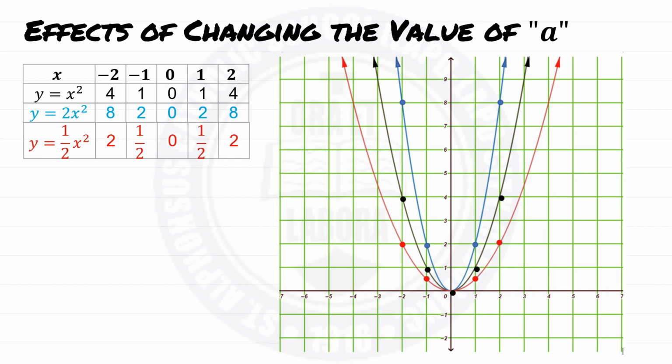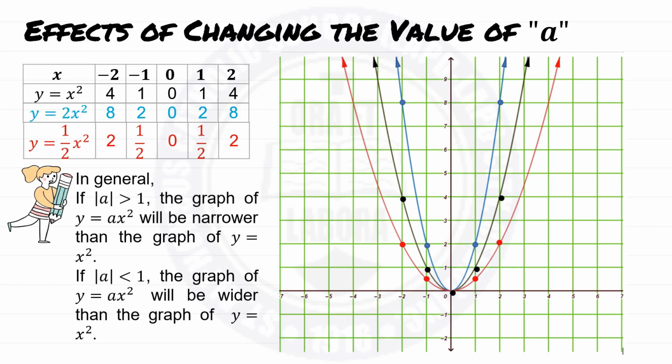I repeat, as you can see, when you have y equals 2x squared, it is narrower compared to y equals x squared. And if you have y equals 1/2 x squared, it is wider compared to y equals x squared. Again, a similar property can be seen when the value of a is negative or less than 0.